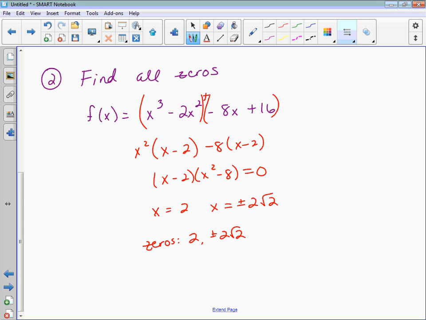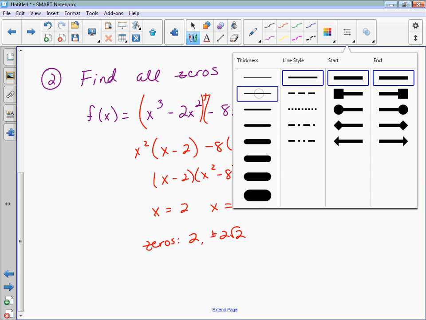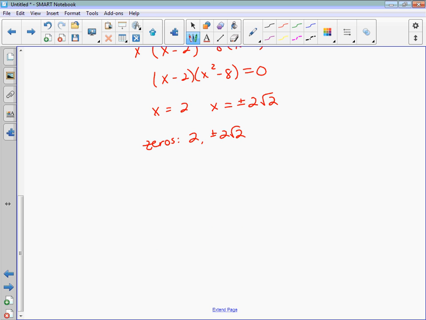You can absolutely get there with the p over q and all of that good stuff, but yes, you can. All right. Let's do another one. So again, let's find all zeros. Let me give you one.